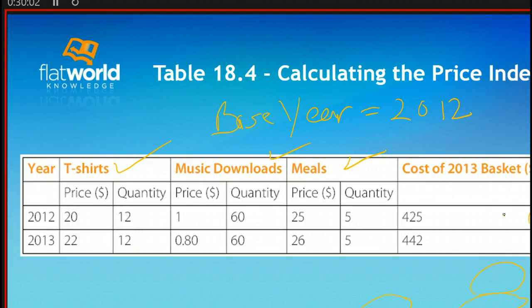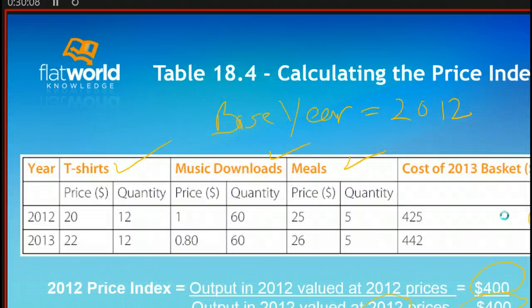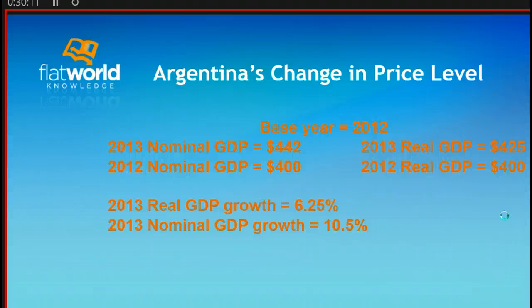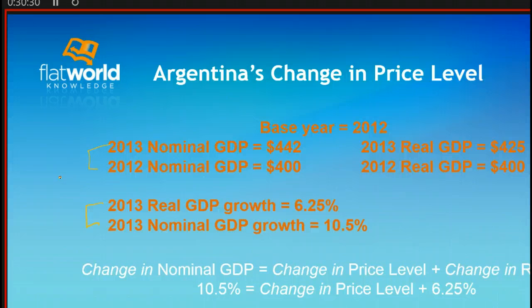Now let's pretend that three-good economy was actually our friends in Argentina. Remember, the base year is 2012. I have my nominal GDP information, which we've already calculated previously, and I have the real GDP information. I had already learned that the real GDP growth rate was 6.25%, and the nominal GDP growth rate for 2013 was 10.5%.